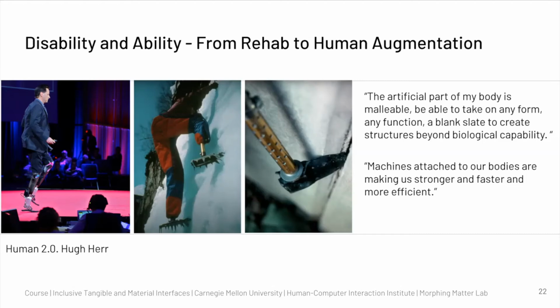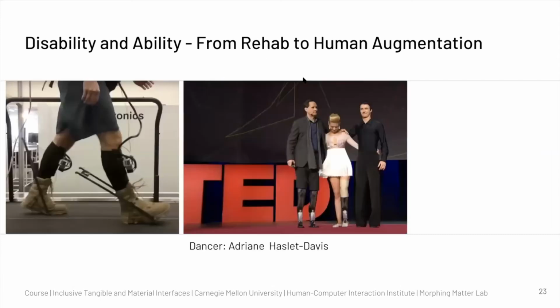And he started to talk about this concept, human 2.0. The artificial part of the body is malleable, able to take on any form, any function. And machines attached to our body are making us stronger and faster. So when we think about prosthetics, how do we think about functions that are more towards augmentation, not only to assist or rehab, but also to augment? That is the concept he is focusing on, and he not only built powerful Superman augmentations for himself, but also for others.